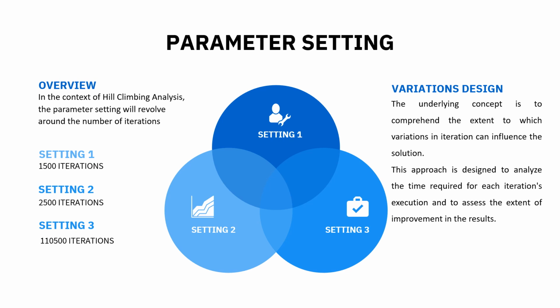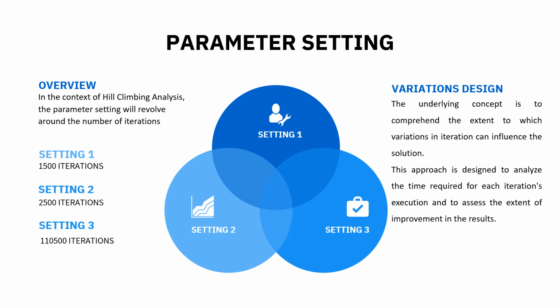This is the parameter setting for hill climbing. When designing the parameter setting for hill climbing, it revolves around the number of iterations only. In my parameter setting, the first run is 1500 iterations, the second is 2500 iterations, and the third is the extreme number of iterations, 100,1500 iterations.